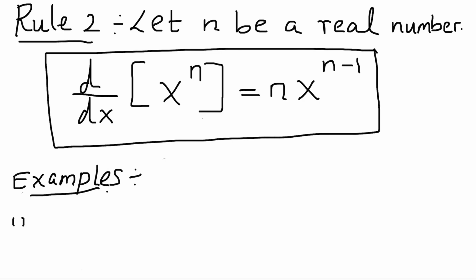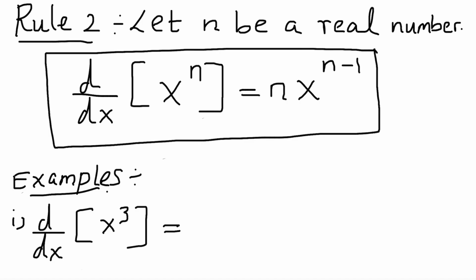I am going to discuss several examples under this rule. For the first example, let's compute the derivative of x to the power 3 with respect to x. Now the original exponent is 3, so we can write down the derivative as 3 times x to the power 3 minus 1. That becomes 2. So the final answer is 3x squared.